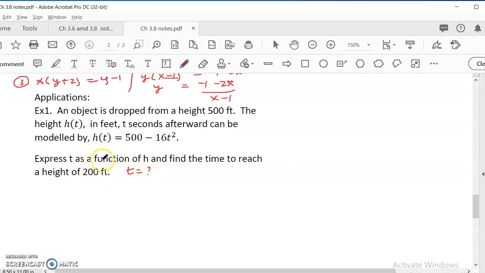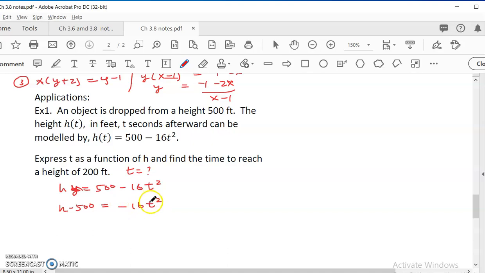So the way to do it is you want to do t equal, so we'll use the inverse. So we write y equal to 500 minus 16t squared, and then we actually just solve for t. You don't have to change x and y. Actually, I should say h, right? Instead of h of t, we just use the word h. h minus 500 is equal to negative 16t squared.